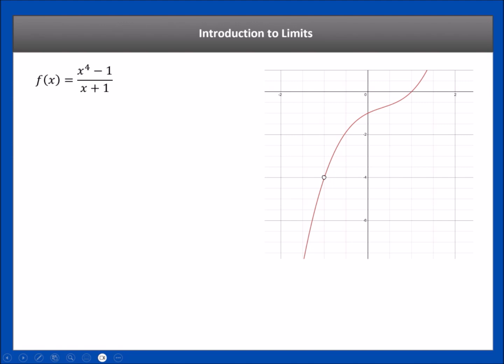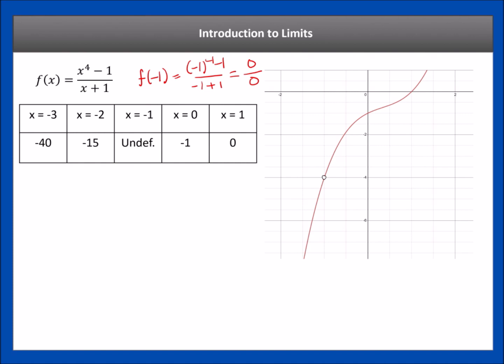If I were to plug in -1 into the function, then I would get -1 to the fourth minus 1 over -1 plus 1. And that would give me -1 to the fourth is 1. So you get 1 minus 1 is 0. And you get -1 plus 1 is 0. So that is known as an indeterminate form, but we'll cover that in the future. But for now, you can see that if I plug that point in, it's undefined. It's a hole on the graph, right? So it's actually not defined on the actual graph.